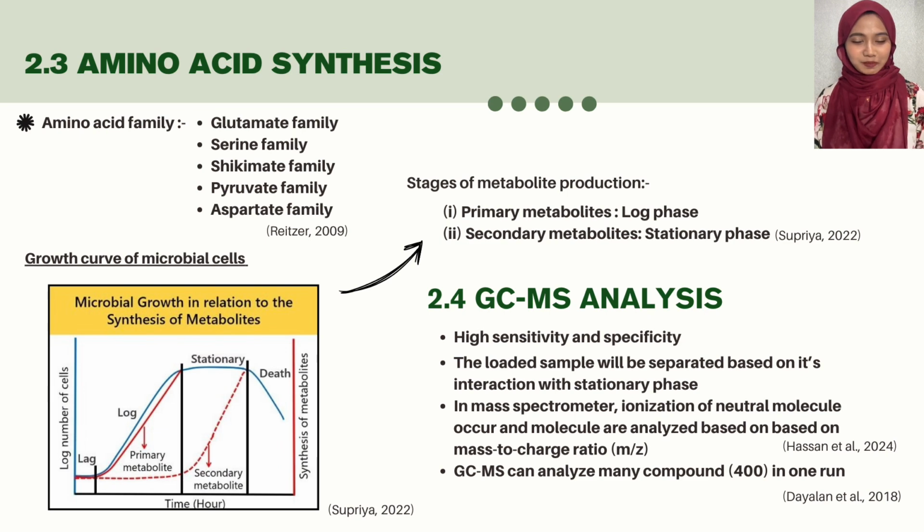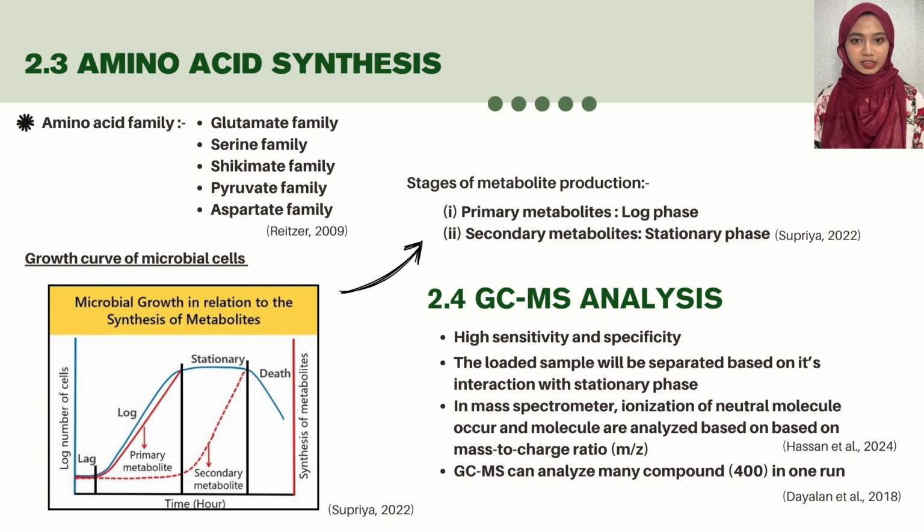Amino acids are essential metabolites in Chlorella, which are categorized into families like glutamate, serine, shikimate, pyruvate, and aspartate based on their metabolic intermediate. Metabolites are generally divided into primary and secondary types. During the log phase of Chlorella's growth, the cells show peak metabolic activity, focusing on producing primary metabolites. As they enter the stationary phase, the production shifts towards secondary metabolites. Any disruption in amino acid synthesis during the primary phase can limit precursors for secondary metabolites, which affects the cell's ability to adapt and survive in a changing environment.